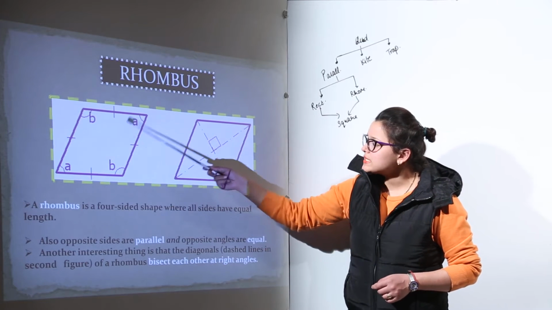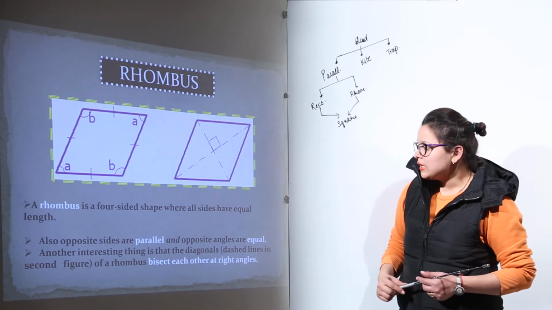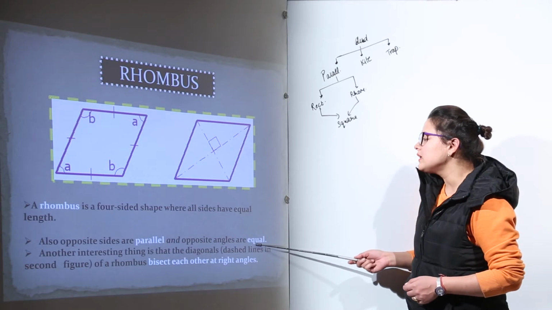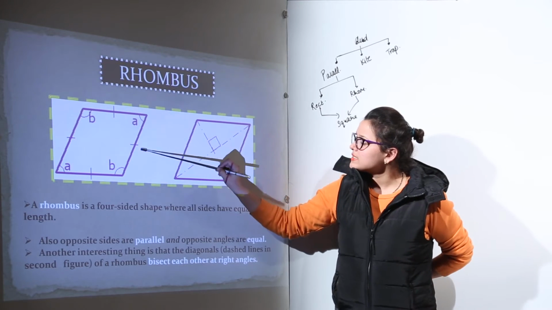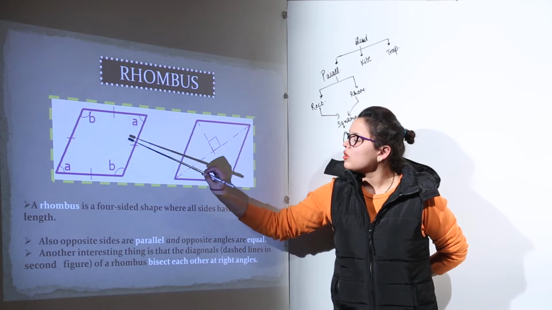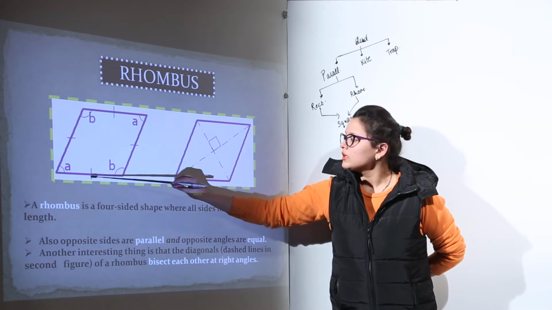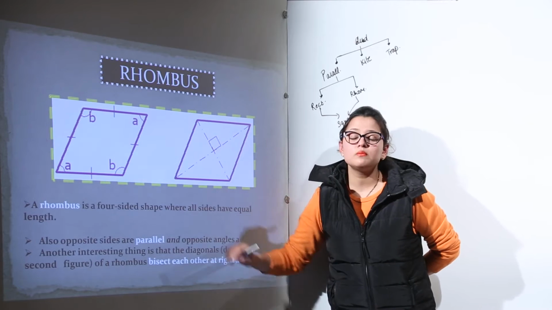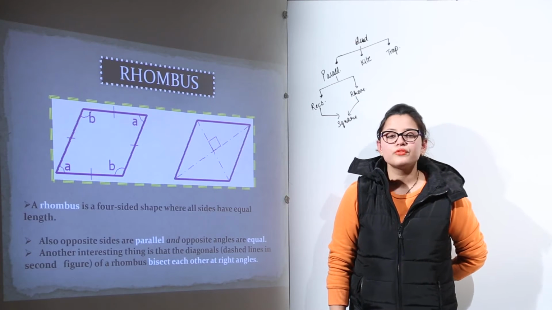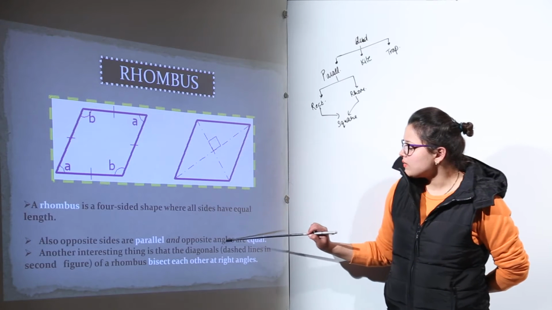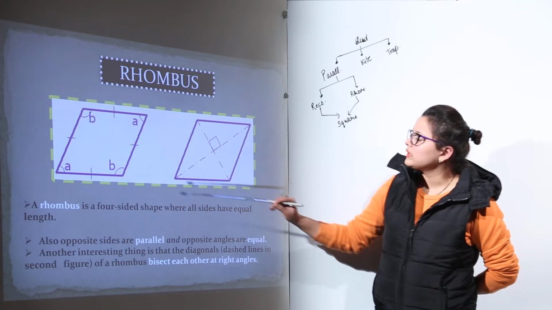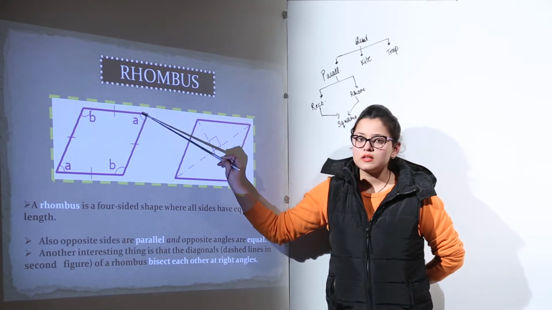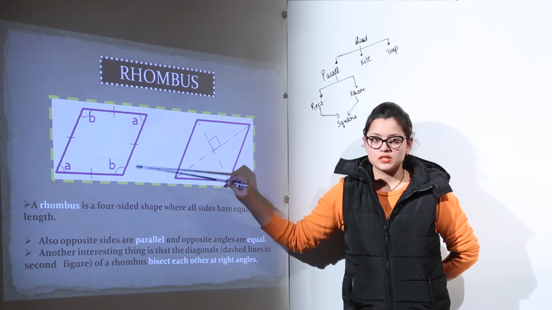A rhombus has four sides that are equal to each other. The next is also that the opposite sides are parallel and opposite angles are equal. Now we can say the opposite sides are parallel to each other. This side is going to be parallel to this side and this side will be parallel to this side. That means it has two pairs of parallel sides, and as well the opposite angles are equal. That means angle A will be equal to the opposite angle, and this angle will be equal to its opposite angle, right?